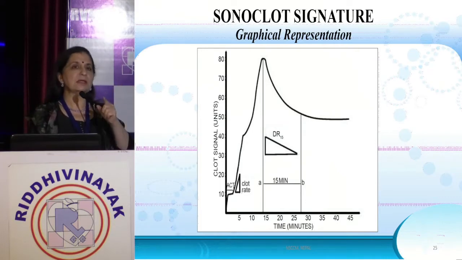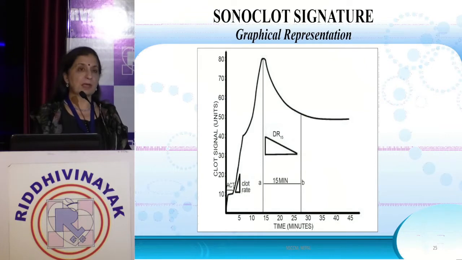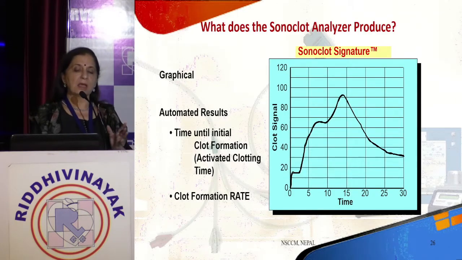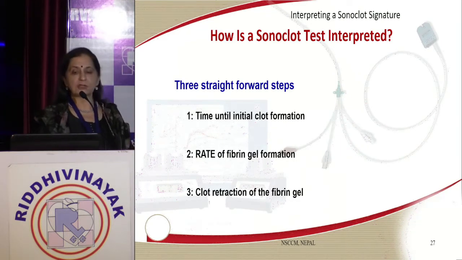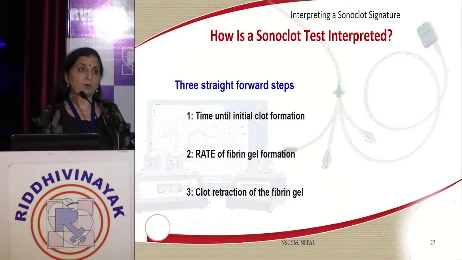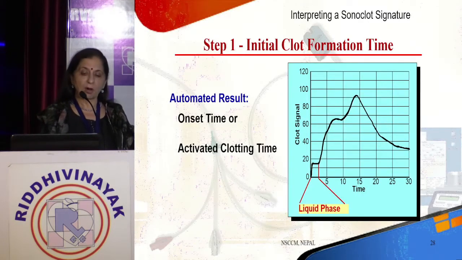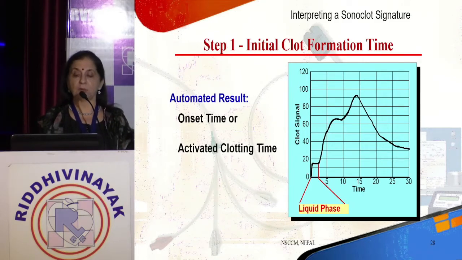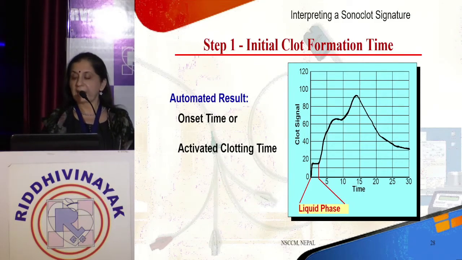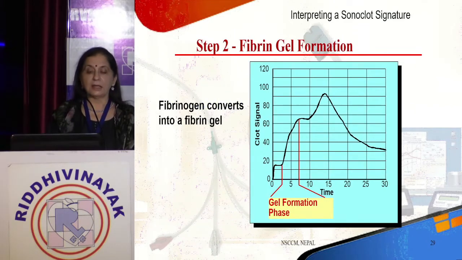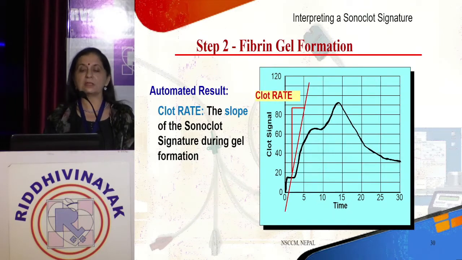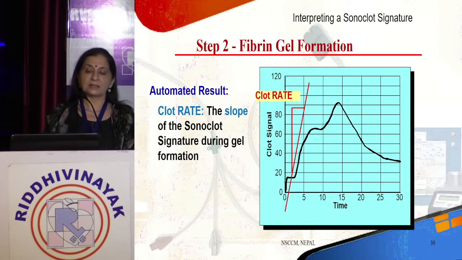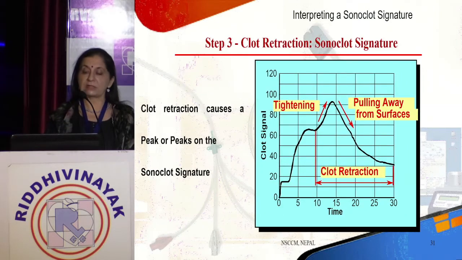We see the peak, we see the decline, we see the rise. And with heparin, there will be no decline. So this is the clot formation rate. Three steps: time to clot formation, rate of fibrin gel with the platelets, and the clot retraction of the fibrin gel, and therefore the role of fibrin all throughout. So onset time or activated clotting time is what you see, the liquid or the gel phase, and then you see the peaking, and then you see the decline. Fibrinogen converts into the fibrin gel during this platelet aggregation in 15 minutes, and you form a clot rate as a steep sharp rise. So I hope all this is very clear.